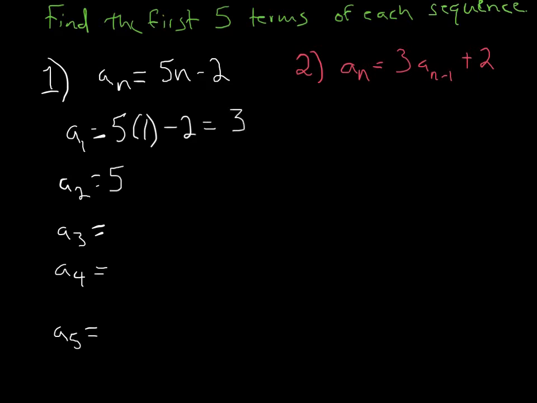Okay? So the next one, you guessed it, we're going to replace n with 2. So 5 times 2 minus 2. Well, that's going to be 8. The next one we're going to do 5 times 3 minus 2, which will get to be 13.